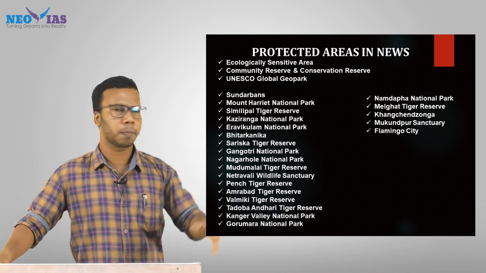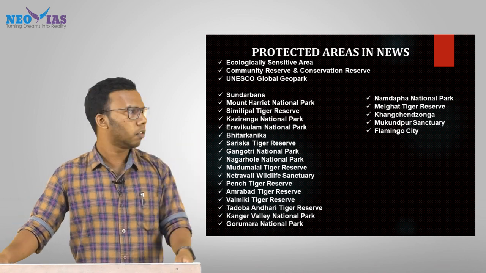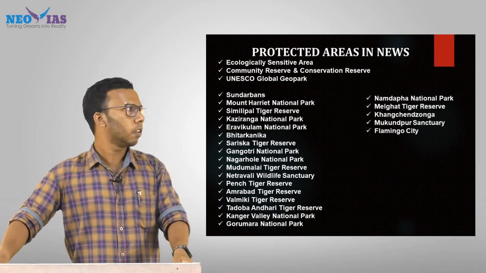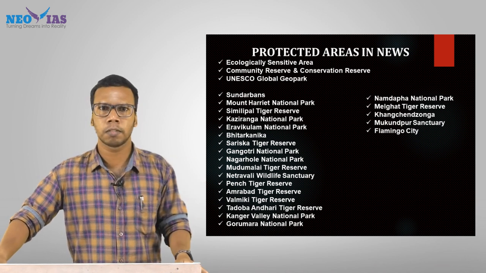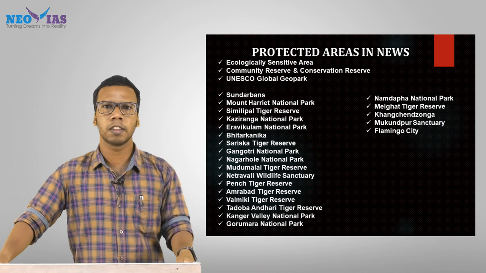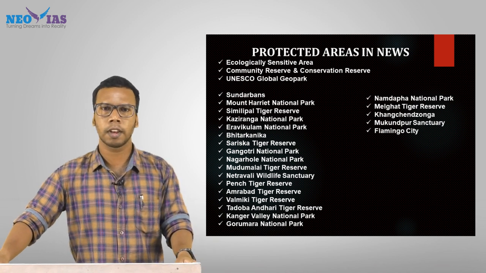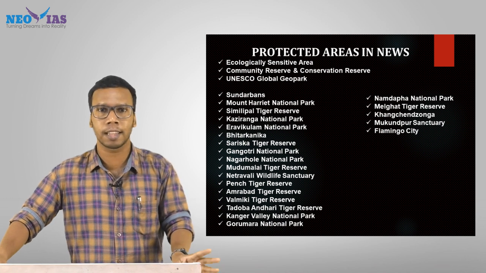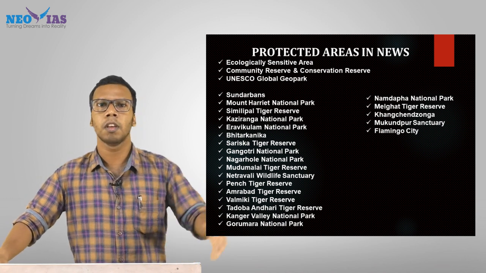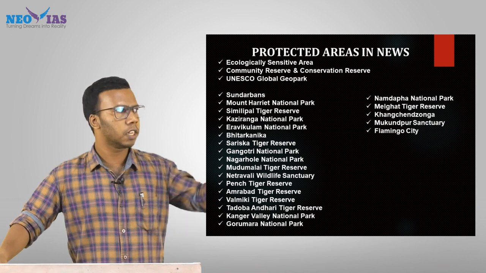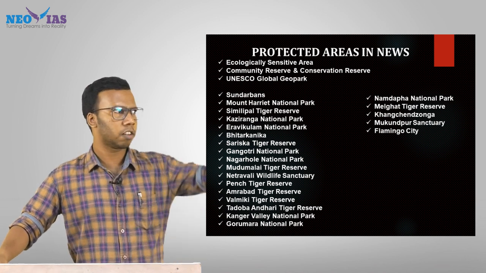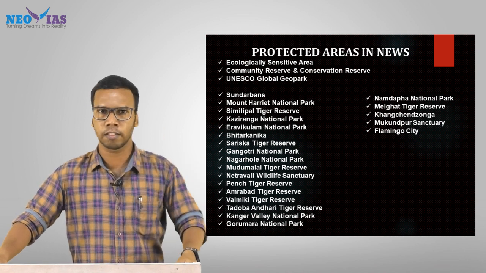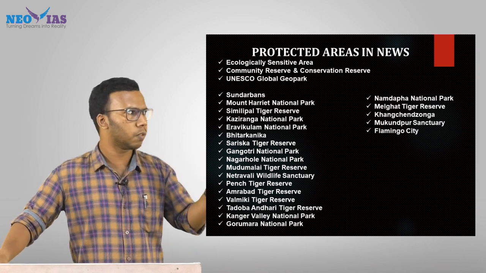Nagarhole National Park is a part of the Nilgiri Biosphere Reserve. Then Eravikulam National Park is famous for the Nilgiri tahr, an animal. Then Sundarbans is famous for the tigers. Kanchenjunga National Park is the mixed world heritage site in India, which is in Sikkim. Mukundpur Sanctuary is the world's first white tiger sanctuary, located in Madhya Pradesh. Flamingo City is in Gujarat. Namdapha National Park is in the northeast, in Arunachal Pradesh, where we have the Namdapha flying squirrel. So these were some protected areas which were in news last time.